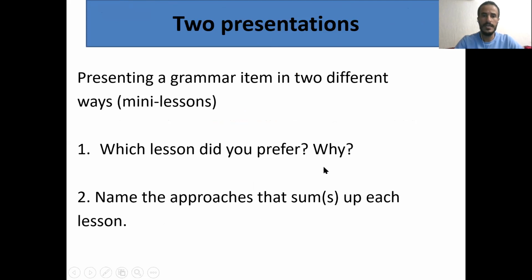Yes, let's move on. Now, let's start teaching grammar. I'm going to present two presentations about teaching grammar. And your job is, number one, which lesson did you prefer and why? Number two, name the approaches that sum up each lesson. All right, so I'm going to start with the first one. I'm going to teach simple past. Then I move to the second presentation about the simple past. So presentation number one. Are you ready? Yes, please. Do you hear me?